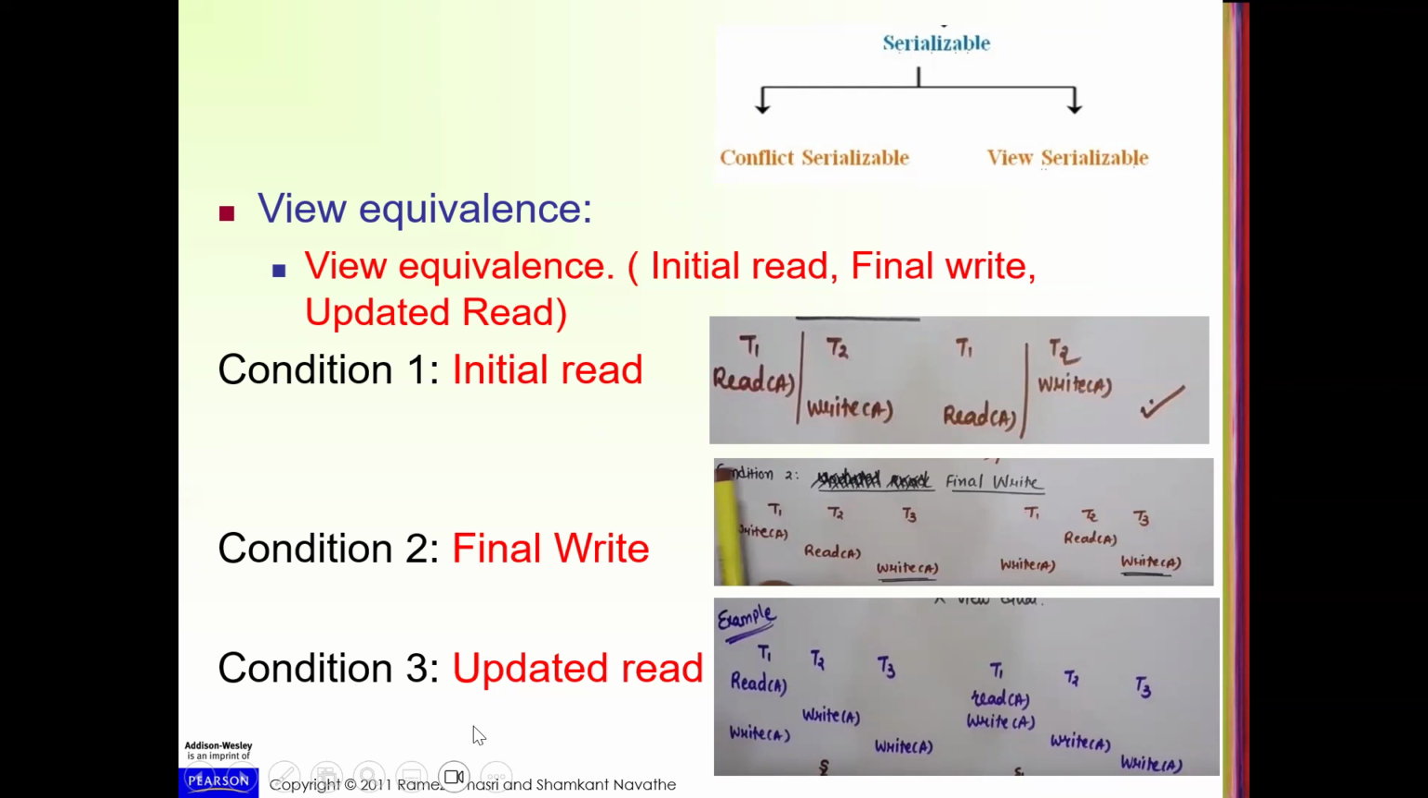The last condition says that the read operation in the first schedule should be followed by the write in the same schedule. So here we have T1 reading, T2 writing. In the second schedule, also the same thing: T1 reading, T2 writing. If these three conditions are met together, then the two given schedules are said to be view equivalent with each other.